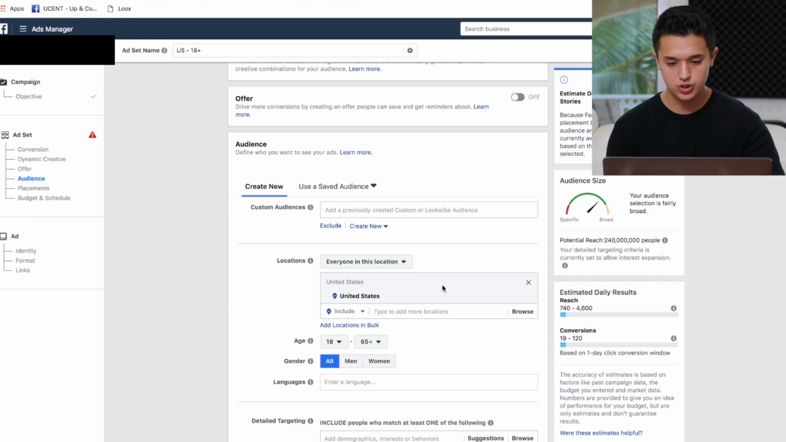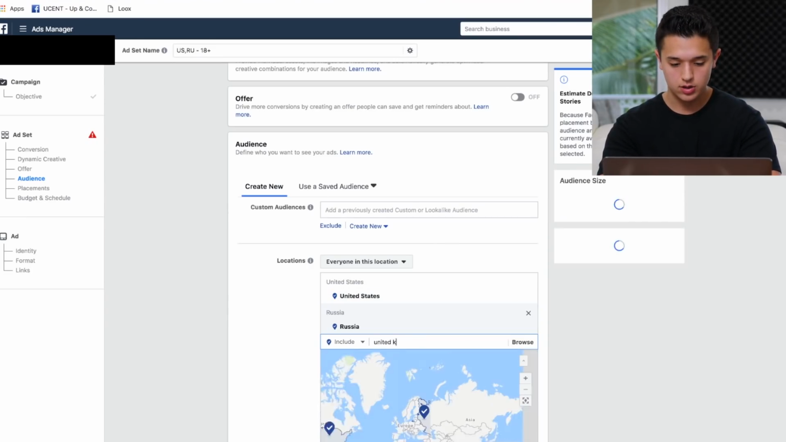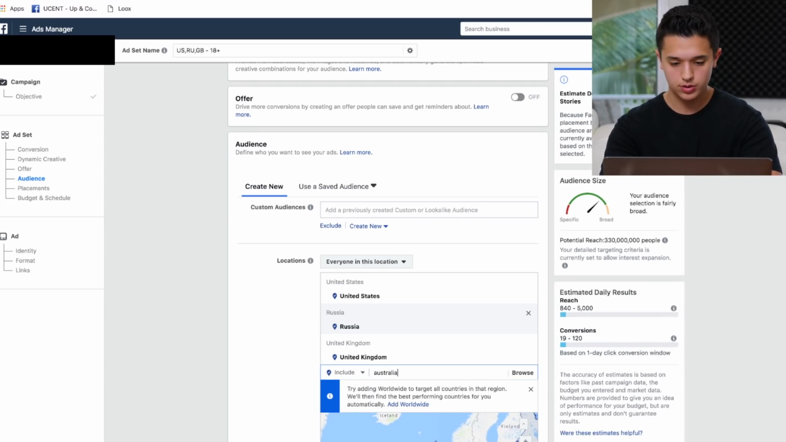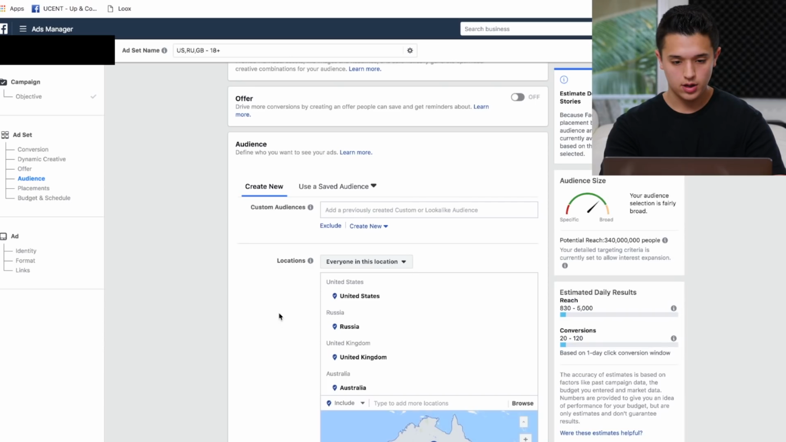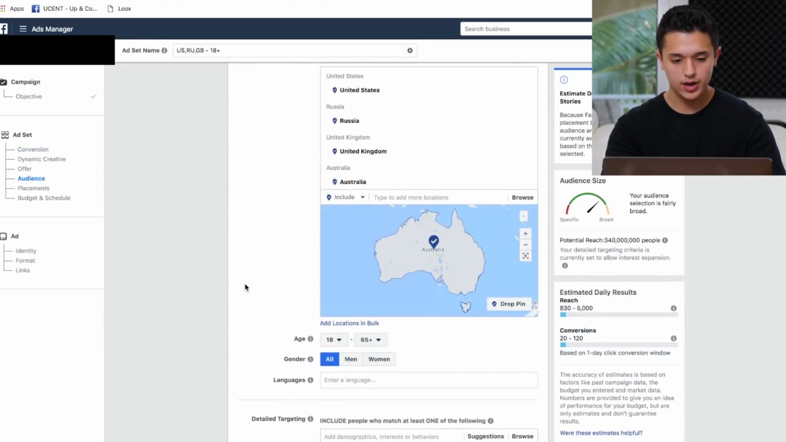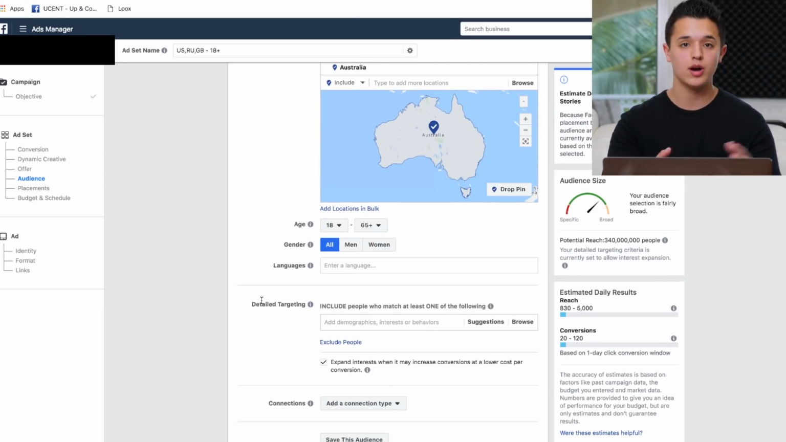And now as far as countries, I'm gonna go in here. I'm gonna put in Russia. I'm gonna put in United Kingdom. And I'm gonna do Australia. All right, and now what I'll do up here, it already has the countries in. I'm not gonna touch the ages or genders or anything like that yet, because Facebook will sort of spin where it thinks it'll be best.